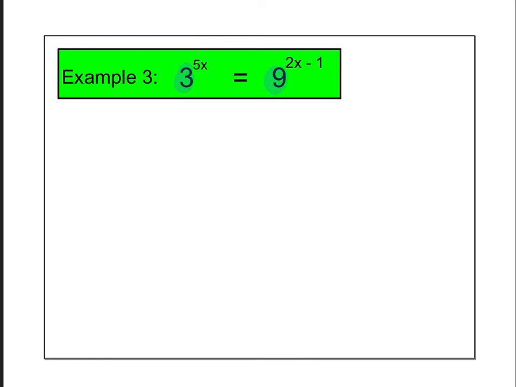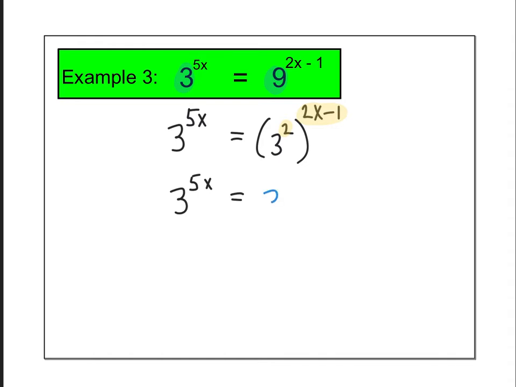So for this one, what we can do, I'm going to leave the 3 to the 5x alone. And I'm going to rewrite 9. 9 is 3 squared. And then that's still to the 2x minus 1 power. Okay, so again, I just used the power of 3 to rewrite 9 so that it has the same base. And now we can use a property of exponents that states if you have something to a power to another power, you can multiply those exponents. So this would end up being 3 to the 2 times 2x minus 1 power.